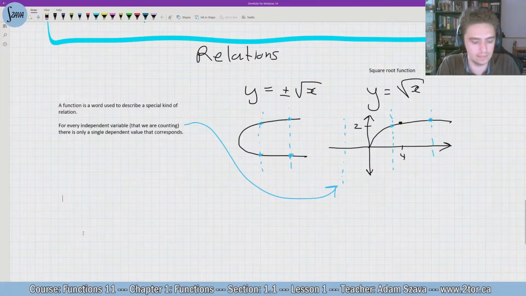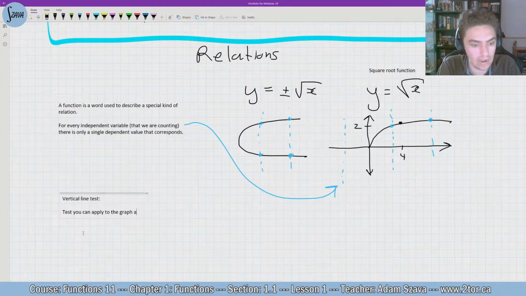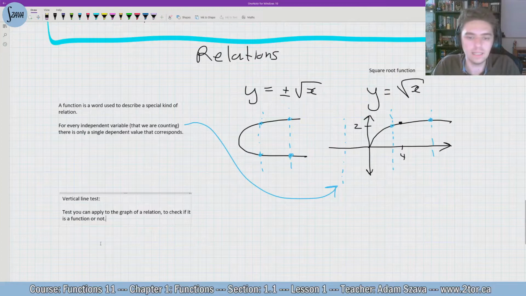The vertical line test is a test you can apply to the graph of a relation to check if it is a function or not. Think about it like this: if I can draw a vertical line somewhere in the x values that we're counting, and it passes through the graph more than once, it's not a function anymore, because then we have two y values that correspond to that x value.